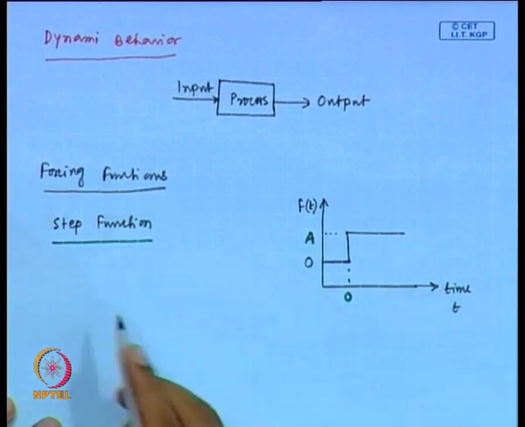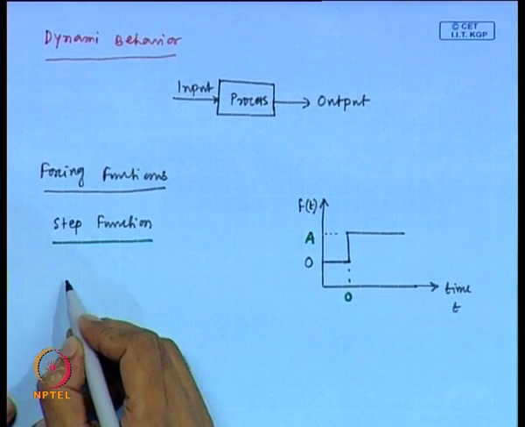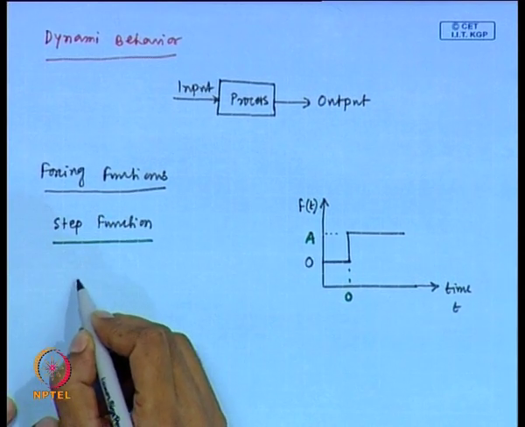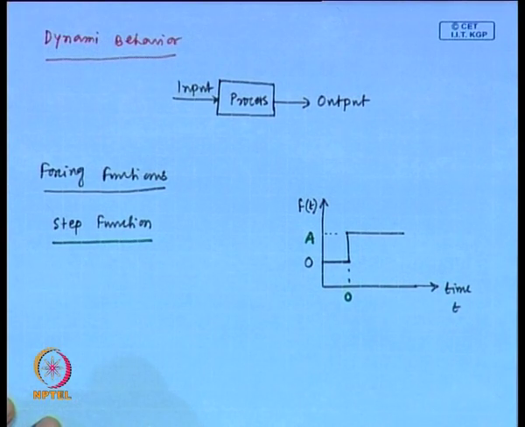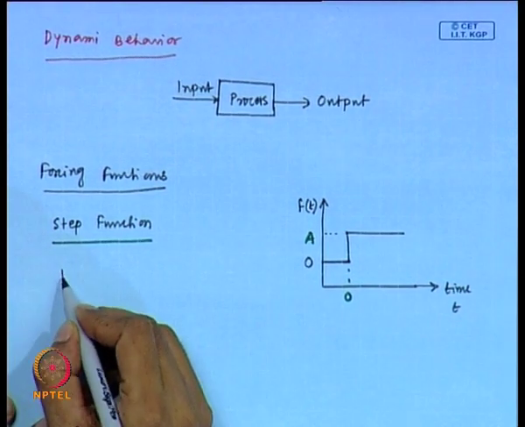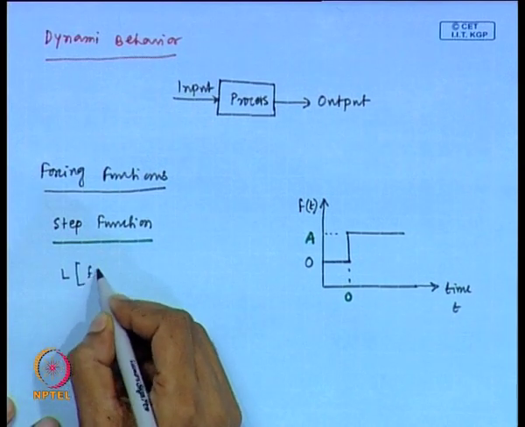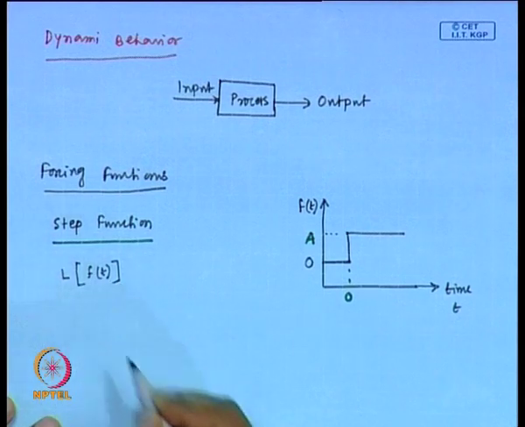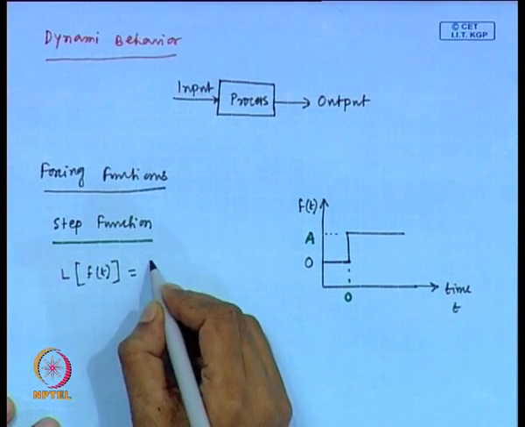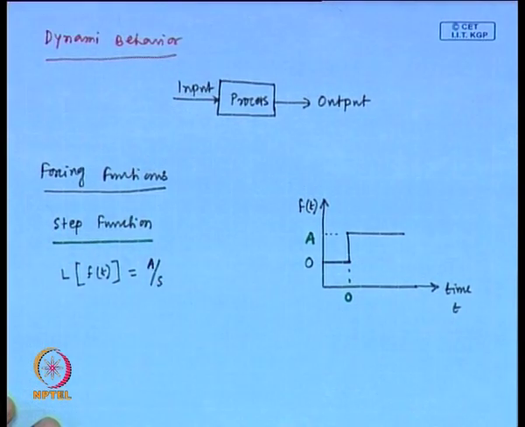Now, how we can represent it mathematically? F t equals to a, that is the step function. So, if we write the Laplace transform of this function f t, what will be the Laplace transform of this? A by s. So, the Laplace transform of a step function is a by s, where a is the magnitude of that step function. Fine.